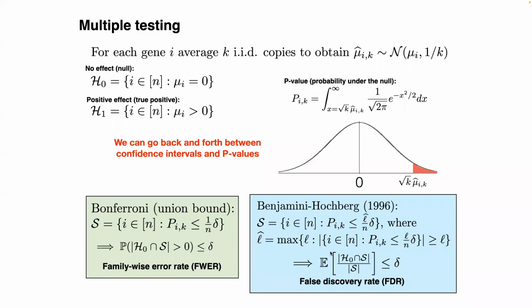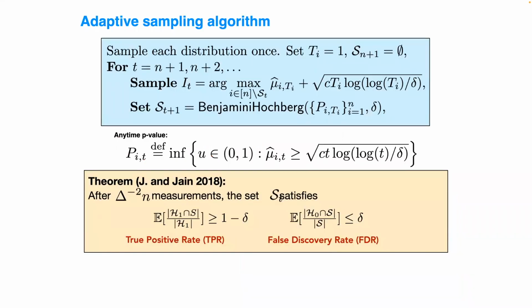Bonferroni correction. I don't want to get bogged down too much in the technical details here, or even the algorithm, but the algorithm is very simple. You run LIL'UCB on the arms that are still in the running, those whose confidence intervals still overlap 0 essentially. And then at each time you run Benjamini-Hochberg to select a set. You output that set. What you can guarantee is that after some small number of measurements, no log n there, you can start to output a true positive rate controlled and FDR controlled set.